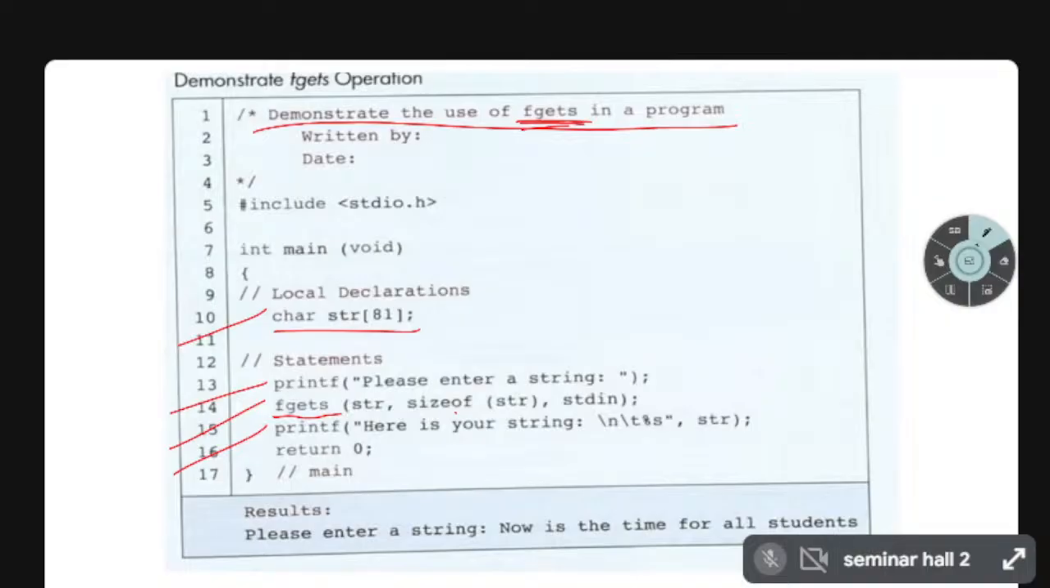There is also stdout. stdin is the standard input device, stdout is the standard output device. Standard input device is keyboard, standard output device is monitor. str, sizeof str, stdin. Then printf, here is your string, percentage s, str, close.